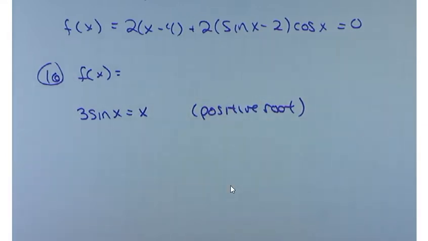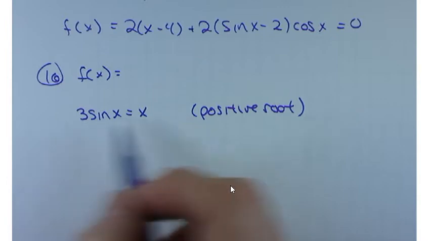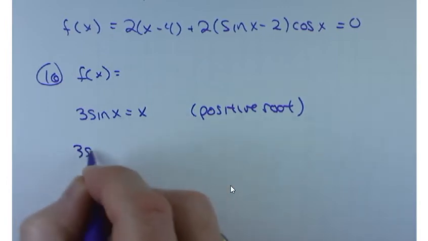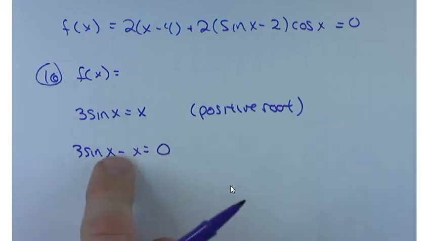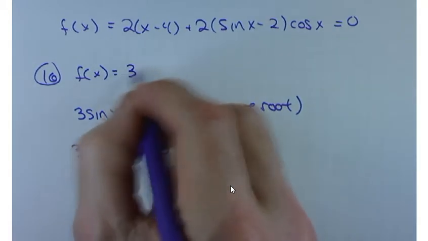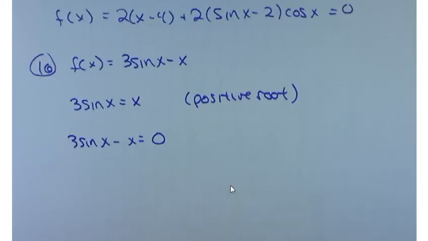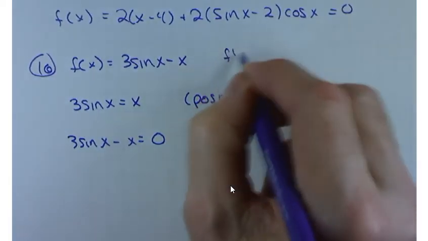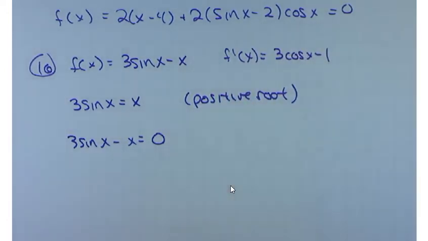Okay, so we've got a couple ways we can solve this, but one way or another, we've got to move one of these terms to the other side. So I'm going to do it this way. 3 sine of x minus x equals 0. So that's the function that we want to use: 3 sine of x minus x. F prime of x would then be 3 cosine of x minus 1. Let's enter both of those.